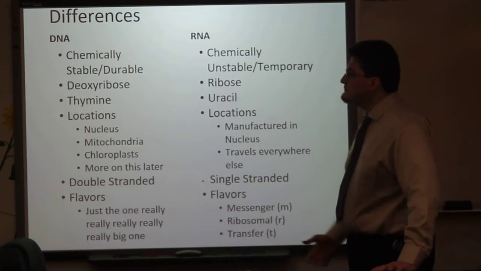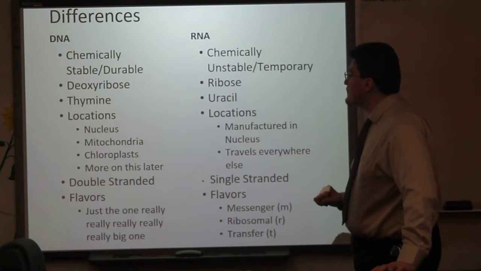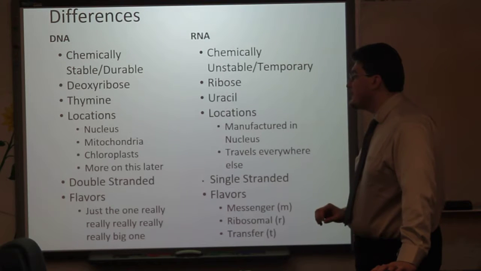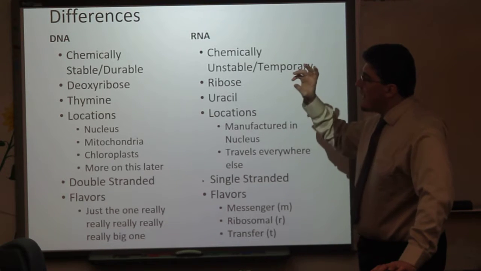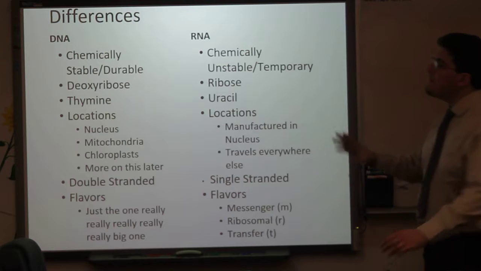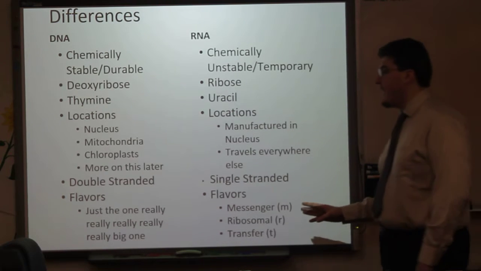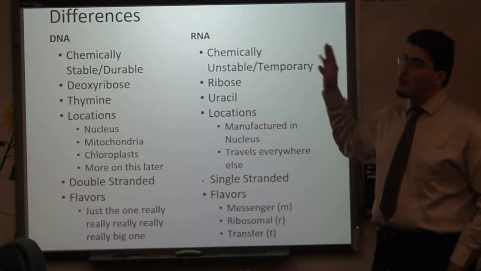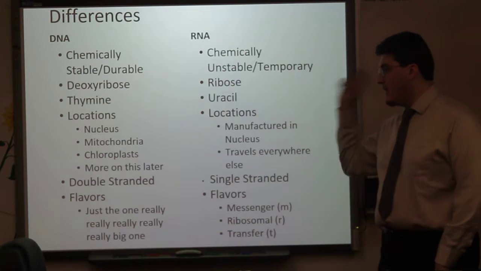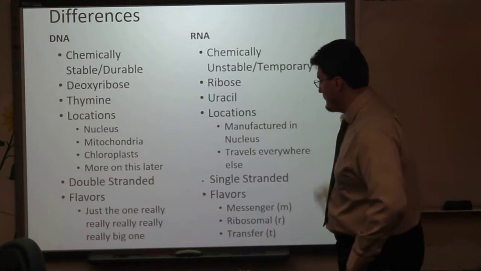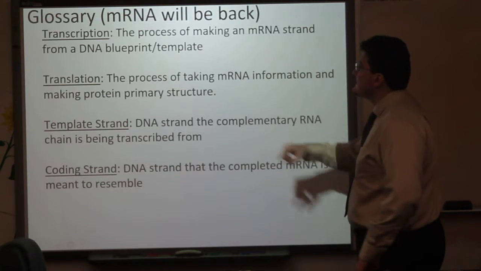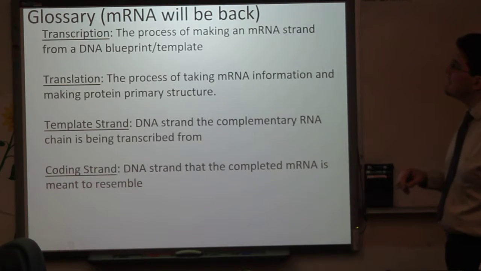Now, DNA has a double-stranded structure, and RNA has a single-stranded structure. Now, there are 3 flavors of RNA: messenger, ribosomal, and transfer RNA, whereas there's just the one really big flavor of DNA, double-stranded DNA. Now, that's an assignment that we did.